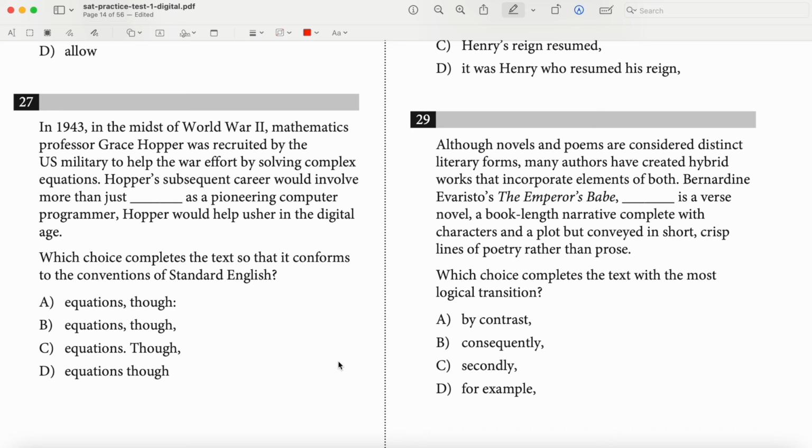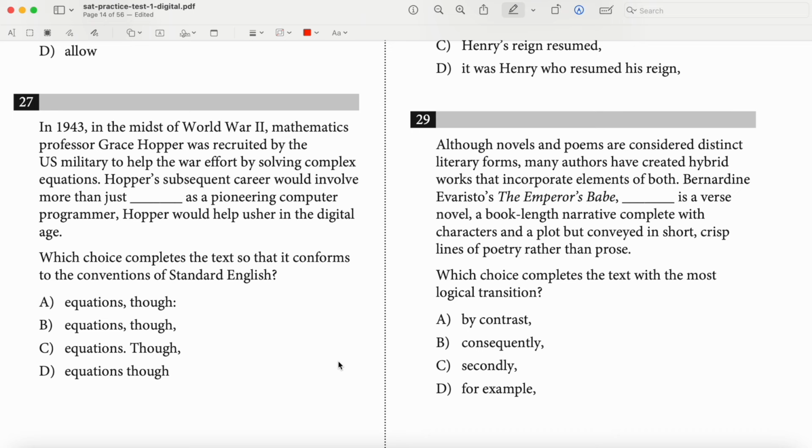Hopper's subsequent career would involve more than just equations, though. As a public, I've got to stop you. Hold on. You took some pauses that are not there in D. You've got to blast through that. I noticed that. Go and read it accurately. Hopper's subsequent career would involve more than just equations, though, as a pioneering computer program. Okay, we can stop. Is it obvious that's terrible? Yeah.